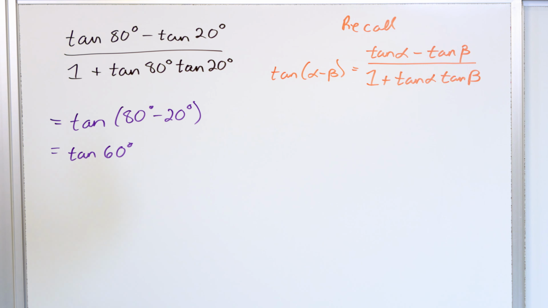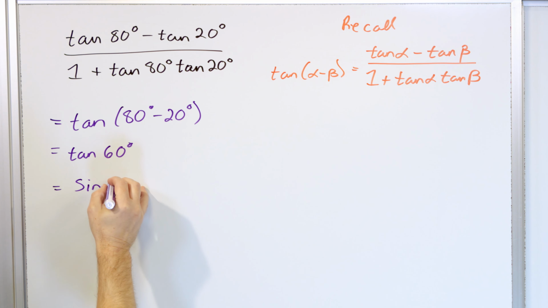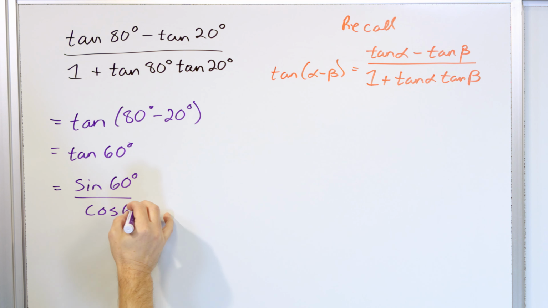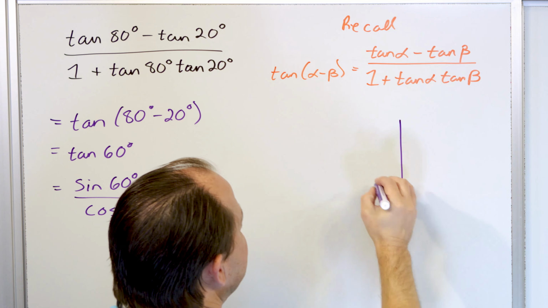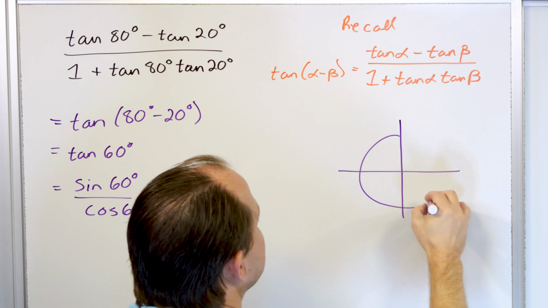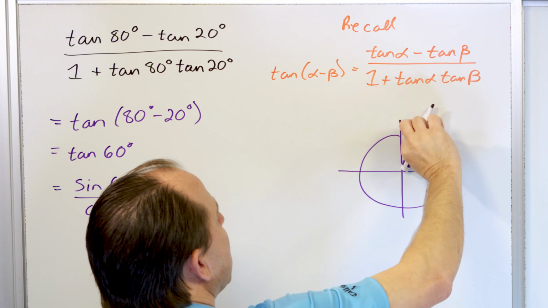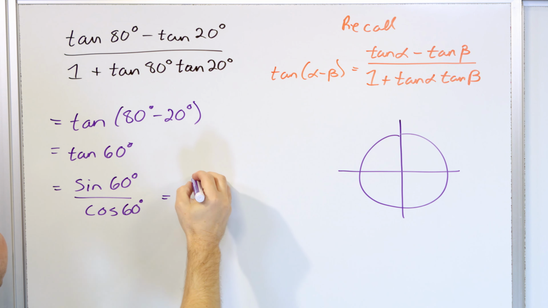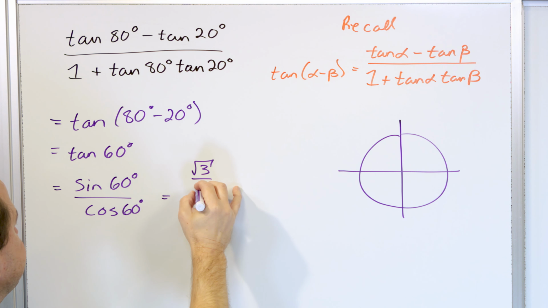Now you could leave it there and say this is simplified, but we all know that the tangent is the sine of the angle divided by the cosine of the angle. And because 60 degrees is one of those nice angles on the unit circle, we can finish solving the problem. The unit circle, if you remember, is a circle right here. 60 degrees is somewhere up here. So the sine of 30 degrees is 1/2. The sine of 60 is the square root of 3 over 2.